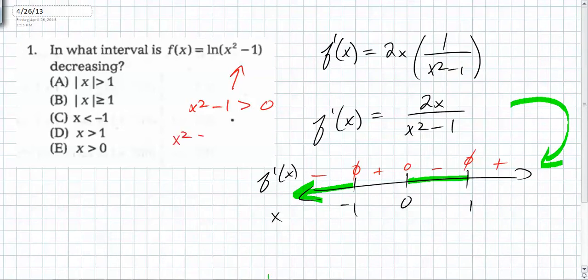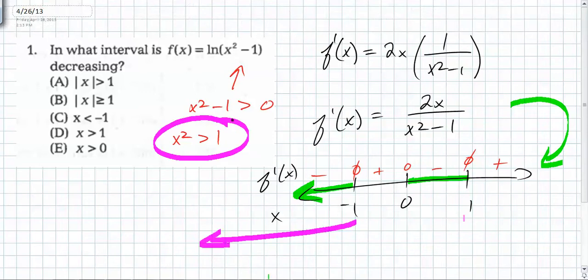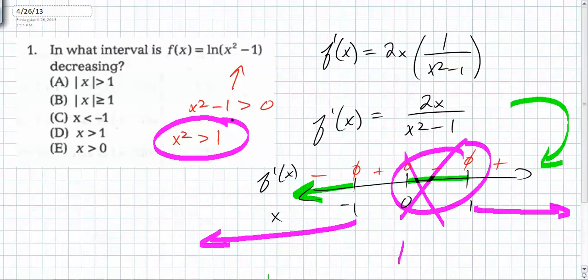So x squared has to be greater than 1, right? So what's the domain of this function? If x squared is greater than 1, here's the domain of the function, the purple. This part is not in the domain. So which one is it? x has to be less than -1. Why can't it equal -1? Because -1 isn't in the domain. It says specifically greater than, so it can't be equal to. That's where it comes from.